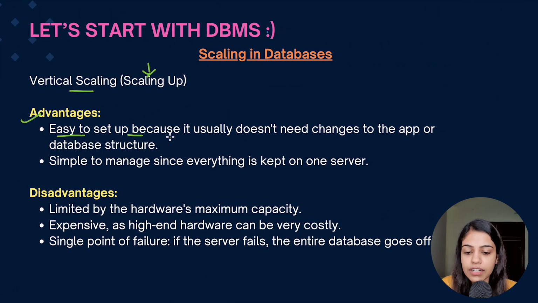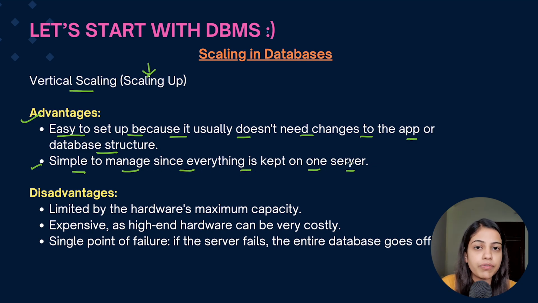Now, what are the advantages of vertical scaling? It is easy to set up because it usually doesn't need changes to the app or the database structure. So we don't need to make any changes to the app or the database structure. We only need to increase the CPUs as well as RAM. Now coming to the next point, it is simple to manage since everything is kept on one server. Since everything is present on one server, we can easily manage each and everything. We don't need to go to different servers to manage different things.